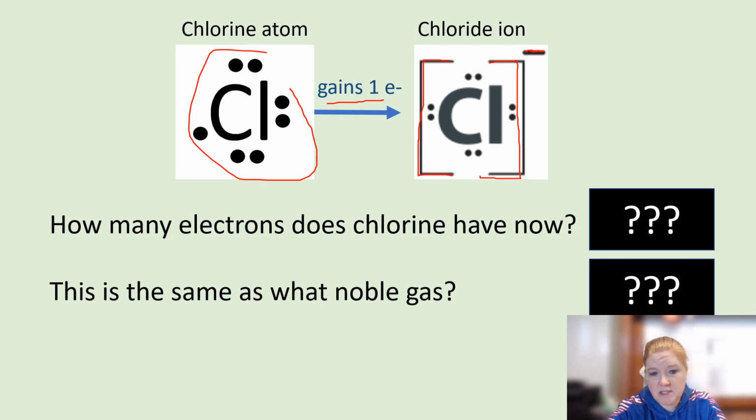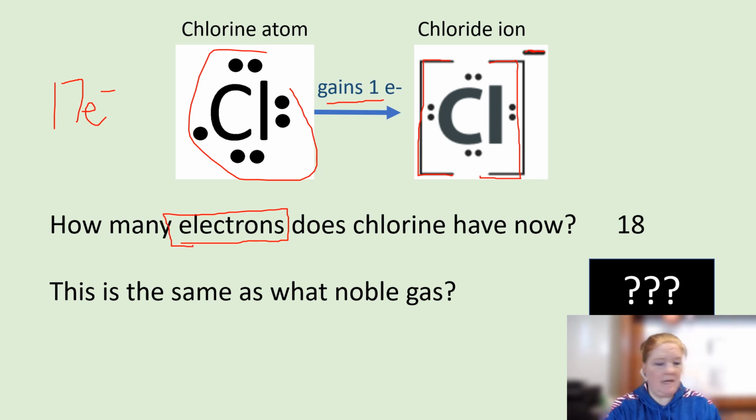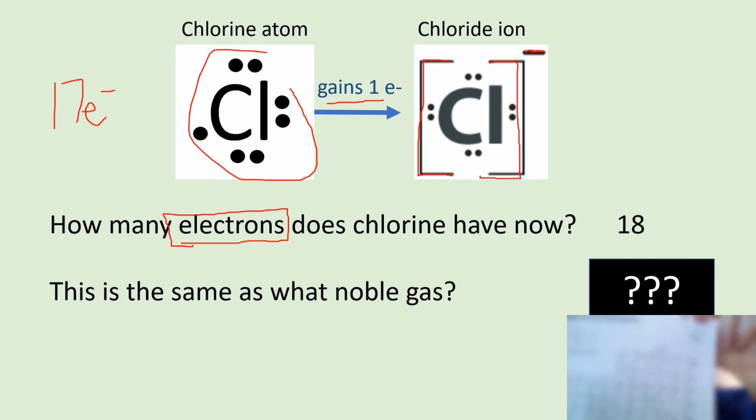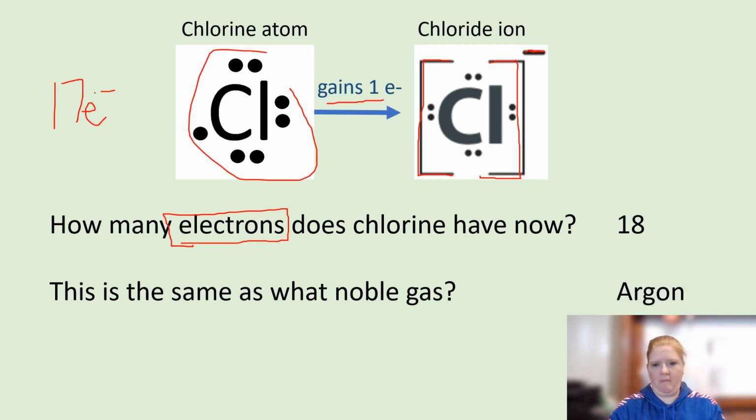So how many electrons does chlorine have now? Total of 18. It had 7 valence, but it had 17 total electrons. Notice this doesn't say valence. This just says electrons. And this is the same as what noble gas? Well, you go to your periodic table, and you see what noble gas has 18. And you look, and it's down here. It is argon.